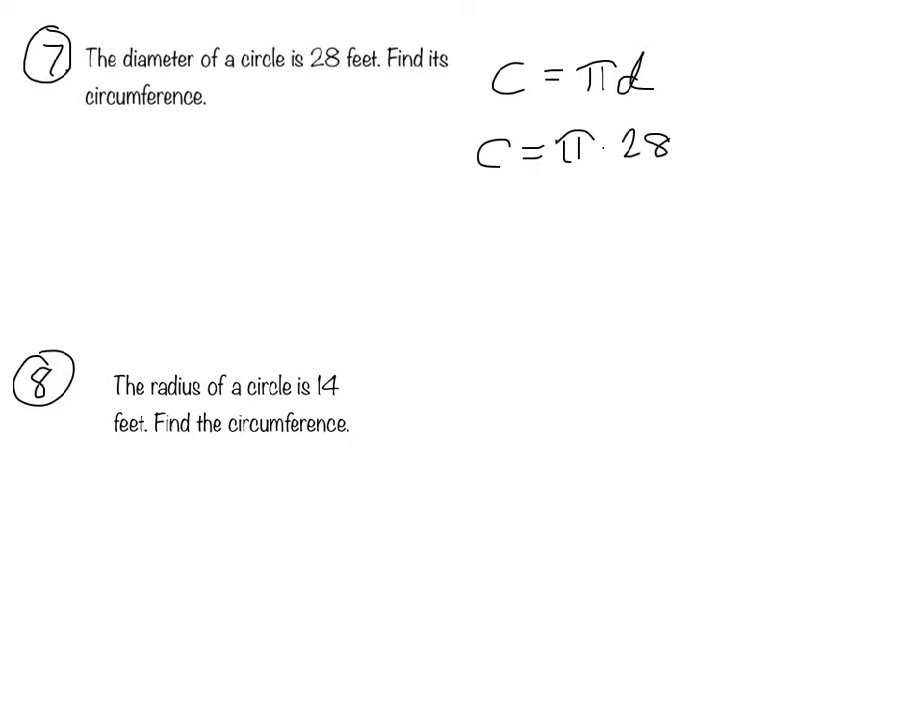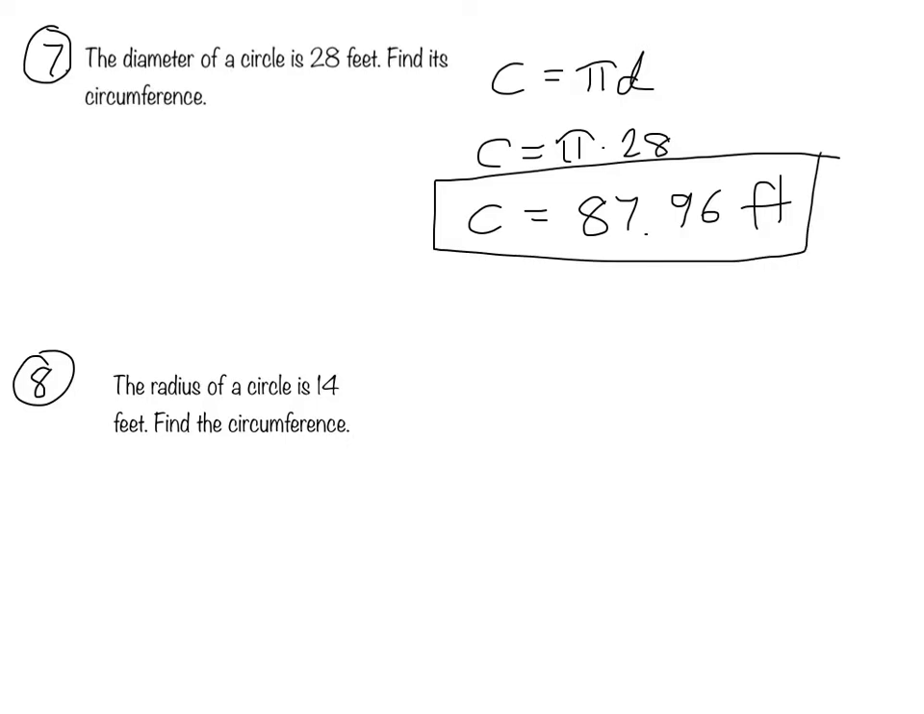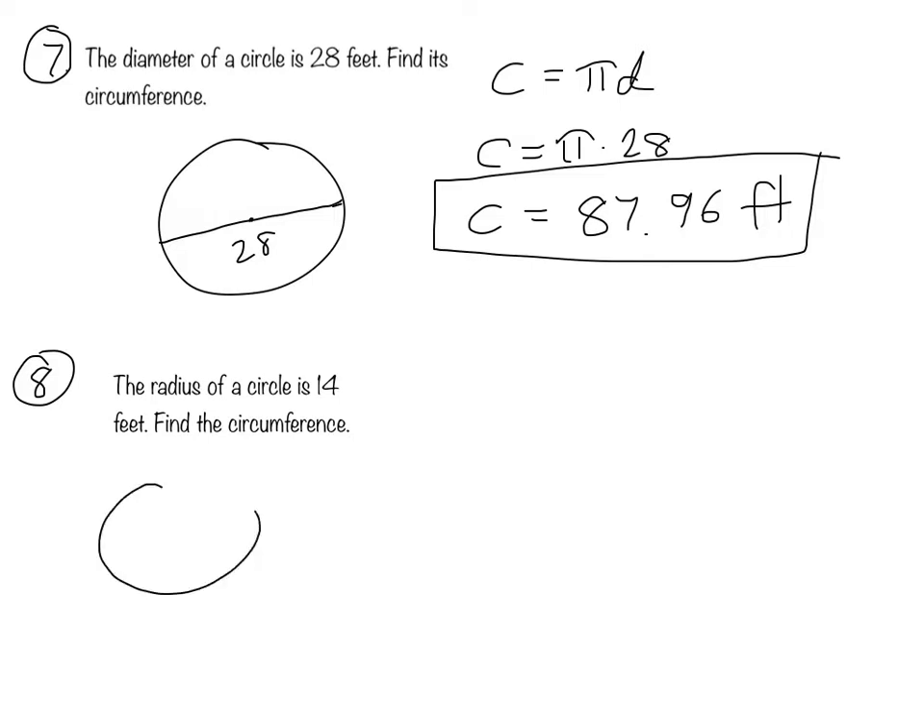And when you do that, what you get is C equal to 87.96, rounding to the nearest hundredth, and we're talking about feet. There, 87.96 feet. Now how about this one down here? The radius of a circle is 14 feet. Well, let's think. Up here, the diameter of the circle was 28, right? Here they're saying the radius is 14.